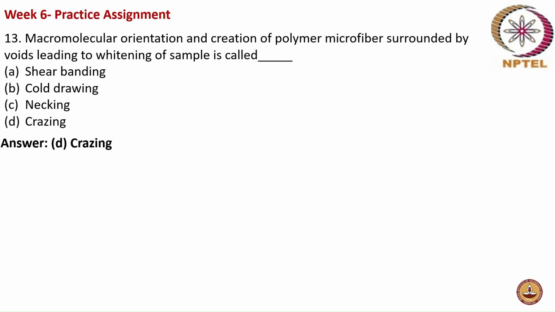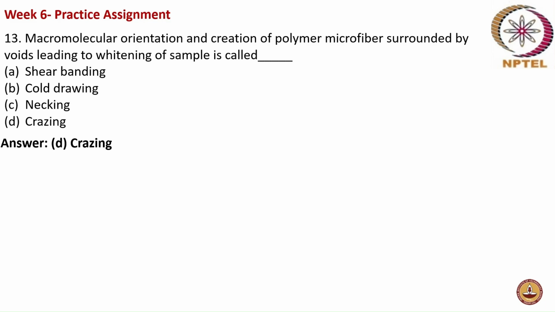It's actually crazing. In crazing, what happens is that there is a macromolecular orientation. Because of this orientation, the polymer orientation will be in the shear direction or in the force application direction, and there will be a formation of polymer microfibers. Since there is a concentration of polymer microfibers in one part, there will be a void in the other part.